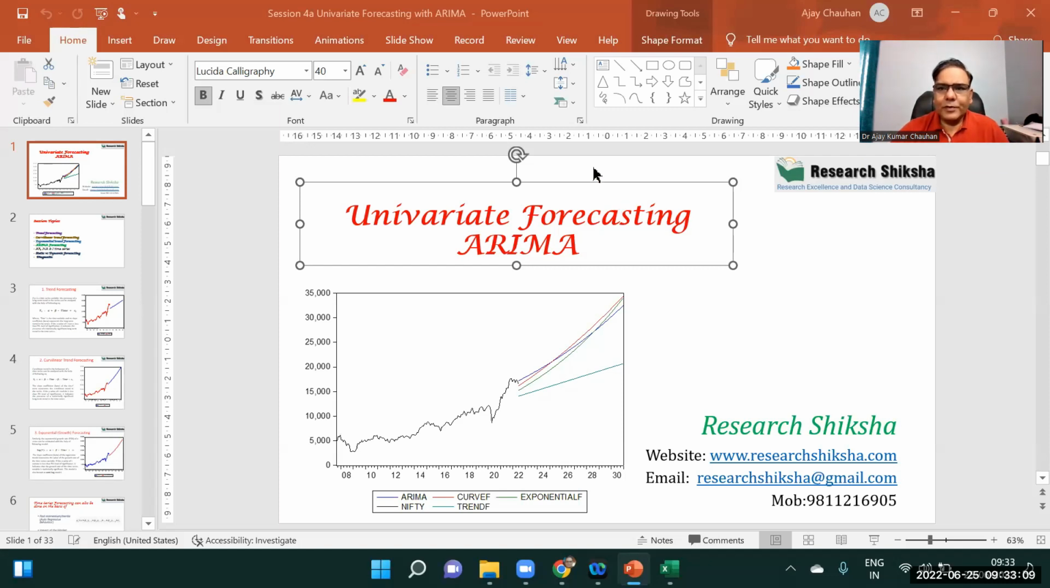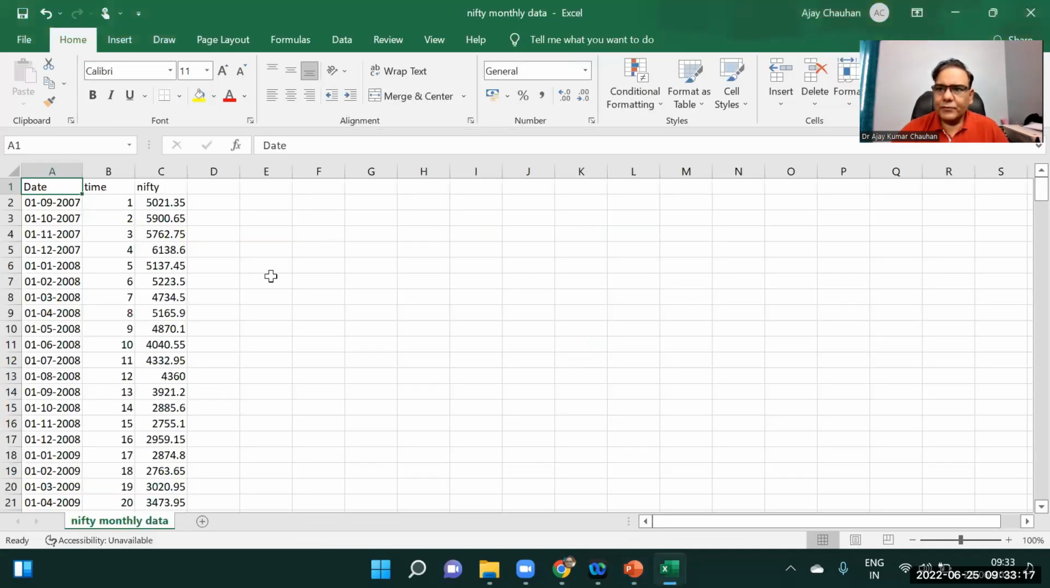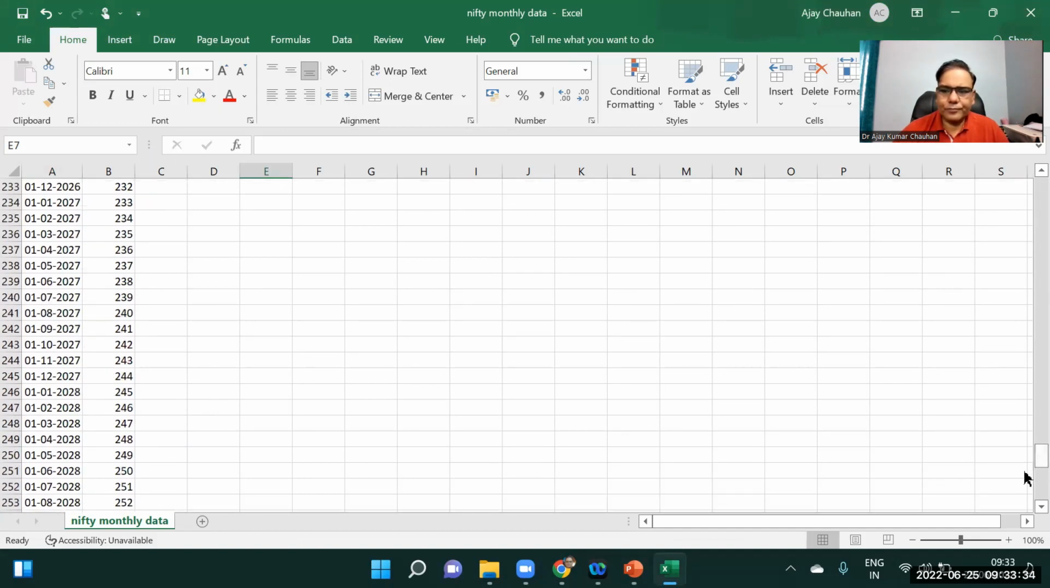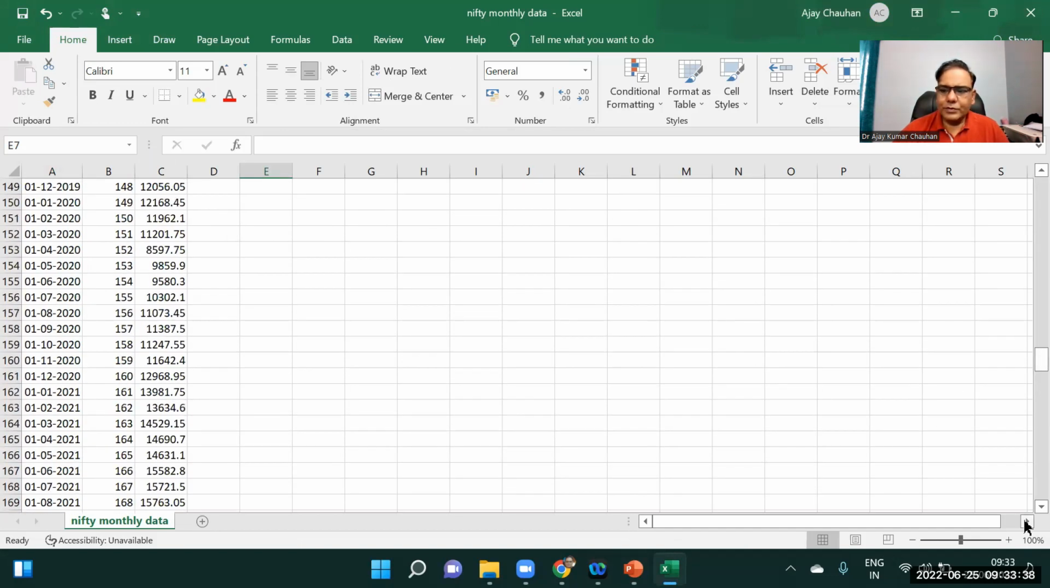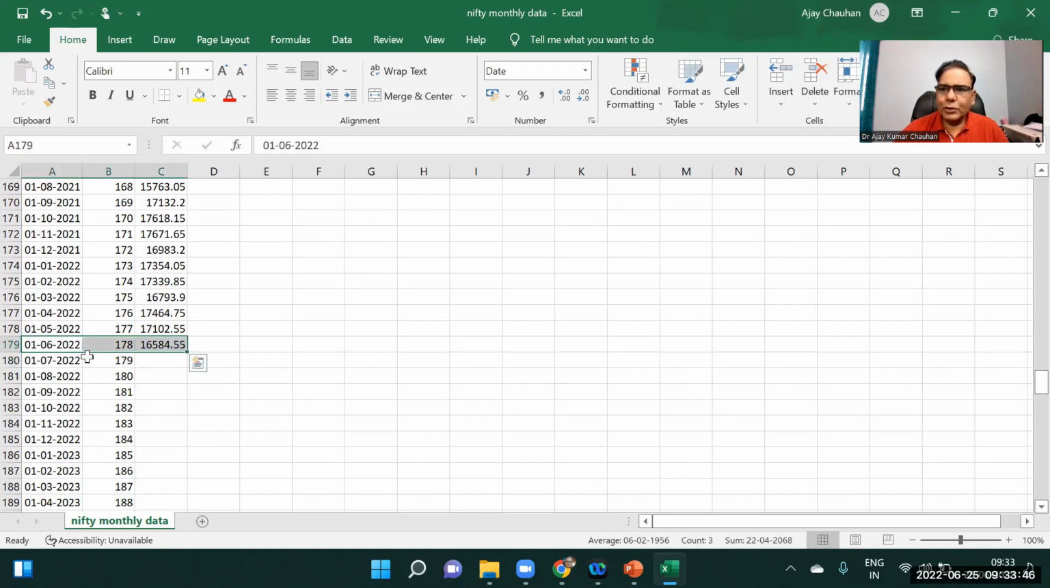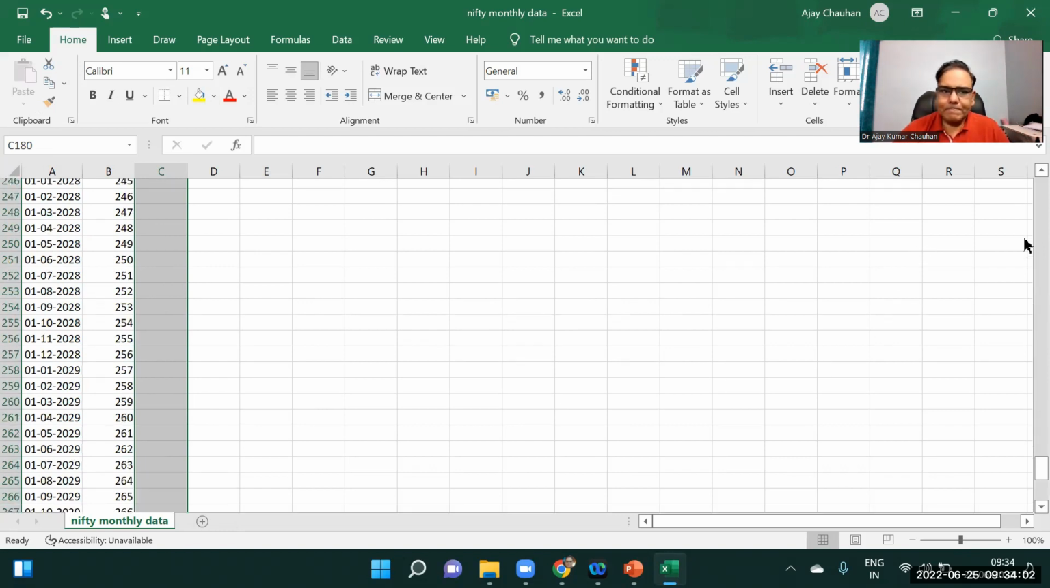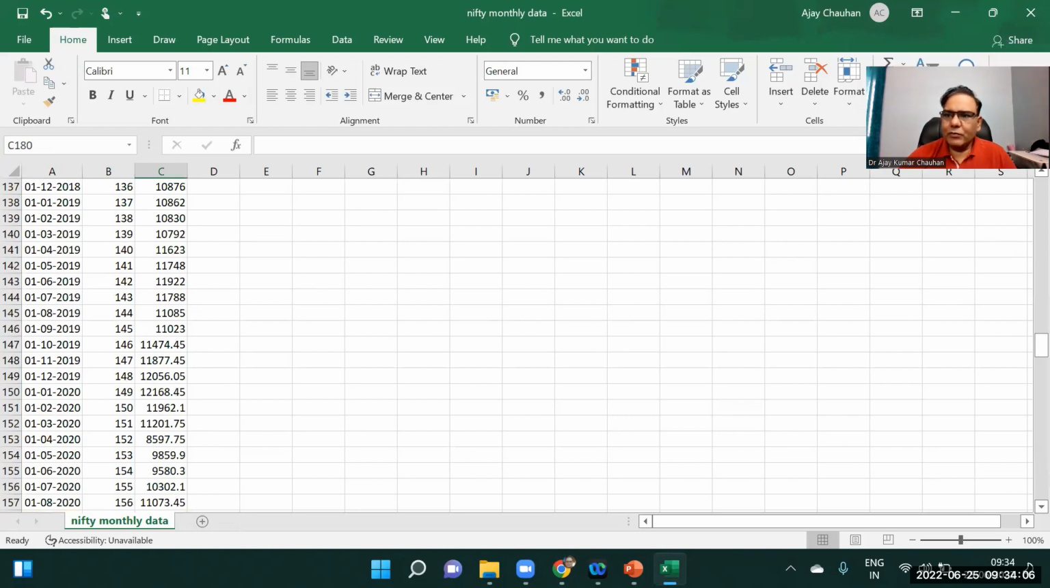The objective, the topic for today is univariate forecasting. This is the data which we will use in today's session. I collected the monthly data from September 2007 up to June 2022. You can see that. So data is collected up to June 22, and the rest of the time is kept for forecasting purpose. I want to forecast the value of Nifty till December 2030. So on this data set we are going to work.